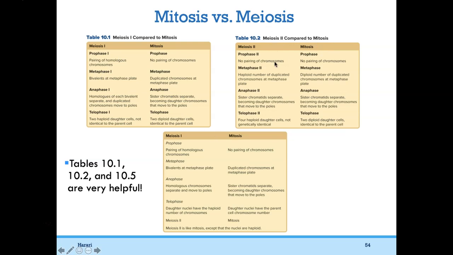This is meiosis 2 compared to mitosis. This is very similar. You're going to notice these are almost the same. But it's good there are a couple of differences. For example, at the end of meiosis 2, we're getting 4 haploid non-identical cells, whereas at the end of mitosis telophase, we're getting 2 diploid identical cells. So these are really helpful. Make sure you understand the differences between the 2 types of cell divisions.